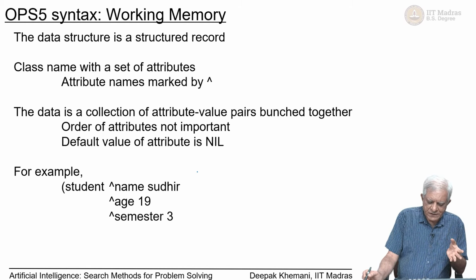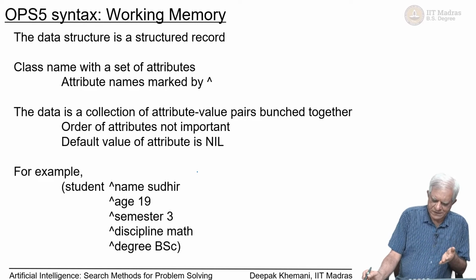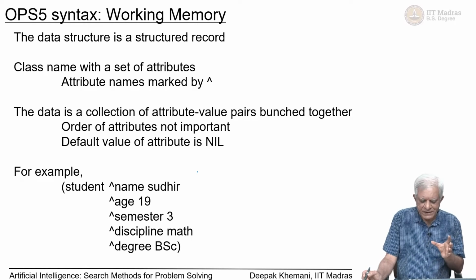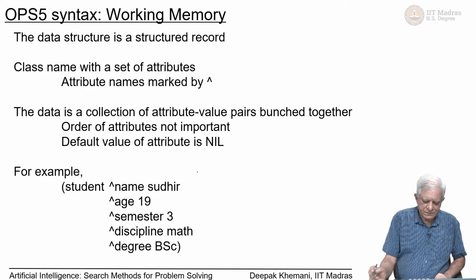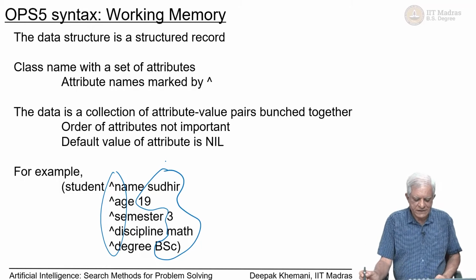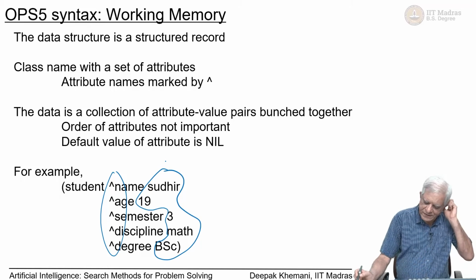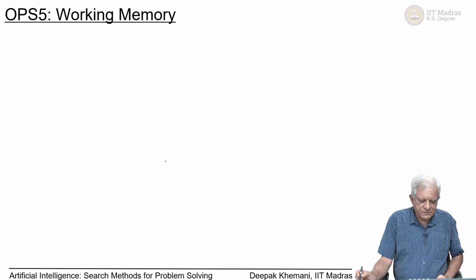The class name is student, then there are attributes. Name is an attribute whose value is Sudhir, age is an attribute whose value is 19, semester 3, discipline math, degree BSc for example. This is an example of a working memory element. So, you have a set of attribute names and you have a set of values for those attributes essentially, and then there is of course the class name. In this case the class name is student, or the record name if you want to use that term.